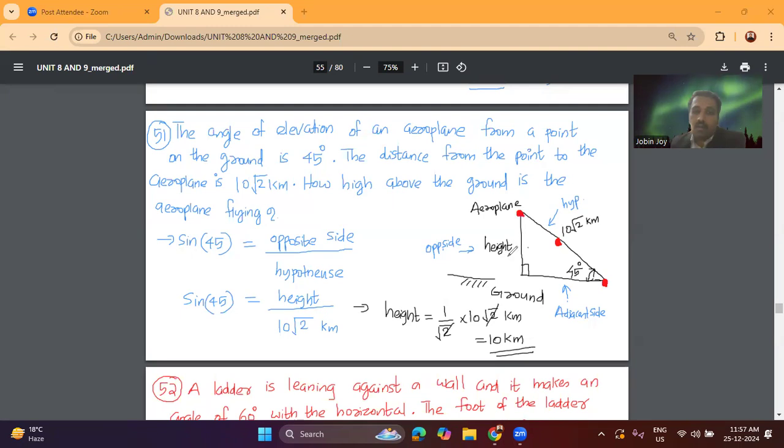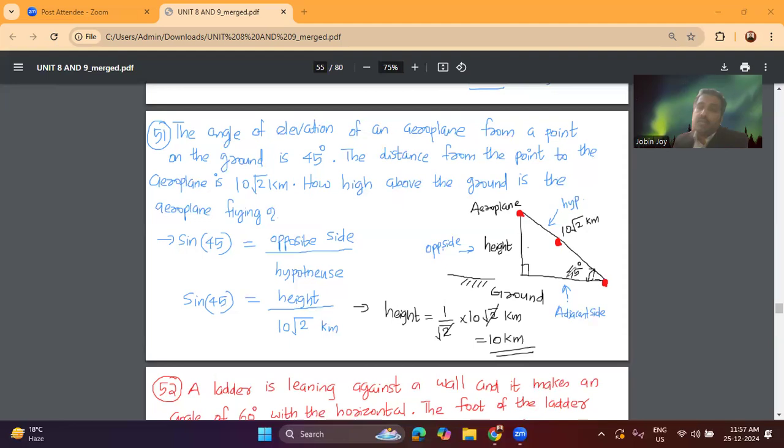How high above the ground is the aeroplane flying? You have to calculate this height. From the ground level, what is the height of this aeroplane? So this angle is given. This is the angle of elevation. That means this height is called the opposite side. Okay, so we have the hypotenuse. So which relation will you use? I'm going to calculate the opposite side. I have the hypotenuse, so opposite and hypotenuse.